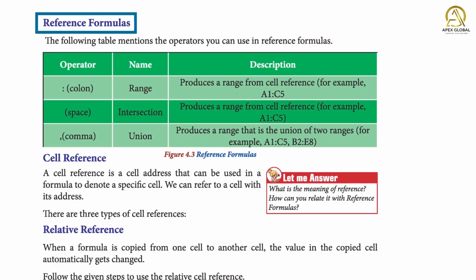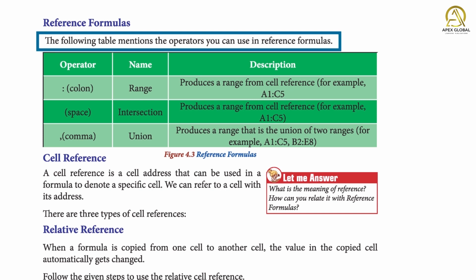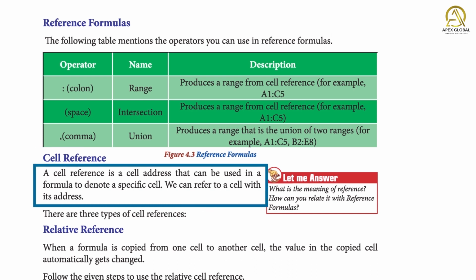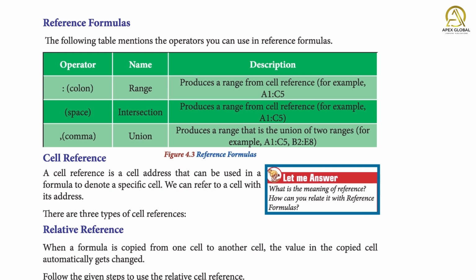Reference formulas. The following tables mention the operators you can use in a reference formula. Cell reference. A cell reference is a cell address that can be used in a formula to denote a specific cell. We can refer to a cell with its address. Let me answer. What is the meaning of reference? How can you relate it with reference formula?